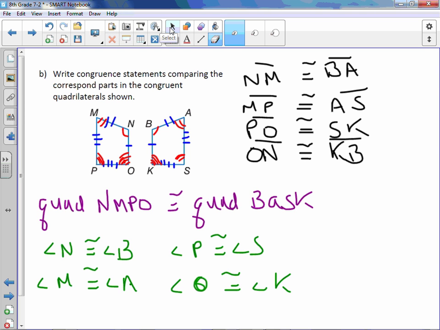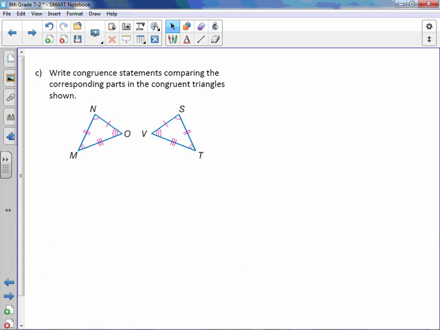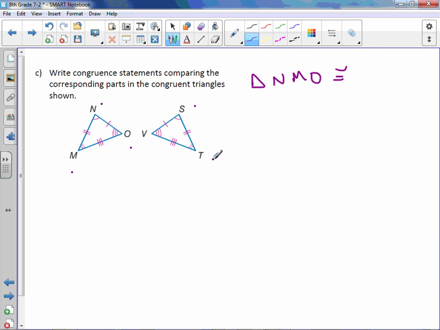And there are your congruence statements. Okay. I'll start with the triangles. I'll go NMO is congruent to STV. Again, make sure you are following the arcs and going in the same order.